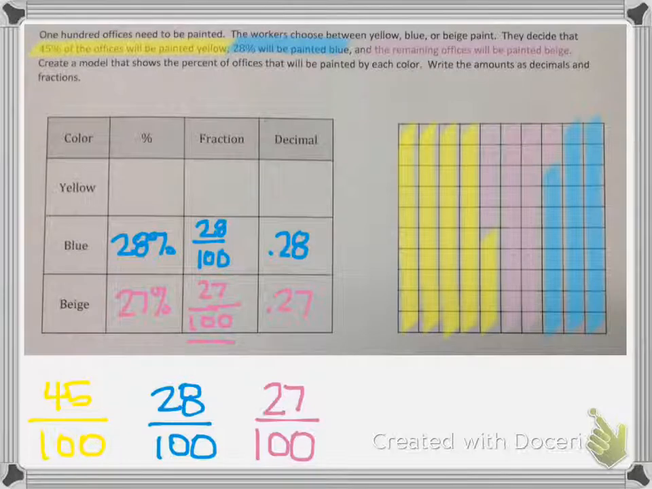All right, and now let's talk about the yellow. If we look at the yellow, we knew that that was 45%. So we can write the 45%. That means that it's 45 per 100, and the decimal would be 0.45, 45 hundredths.